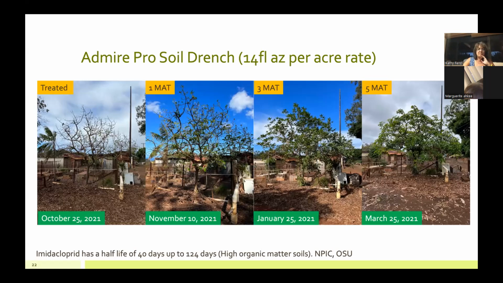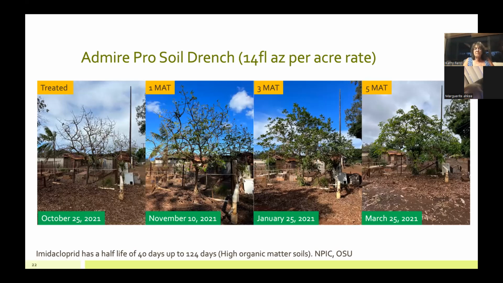What I did is I took the recommended rate on the Admire label, which was 14 fluid ounces per acre. I scaled that down to a tree canopy rate, using about a 10 by 10 area. Then I ran the irrigation on this tree and injected the Admire into it. You can see the progression over the 5-month period. It was treated in October. In November, the leaves started to flush out again. By January, about 3 months later, the leaves are still on the tree, and 5 months later, it's still on the tree.